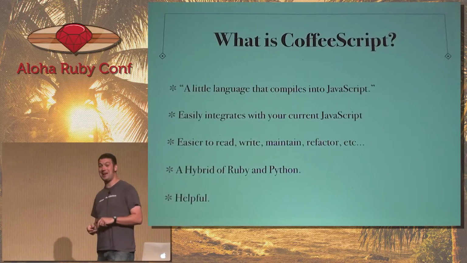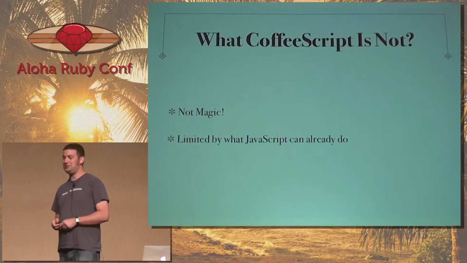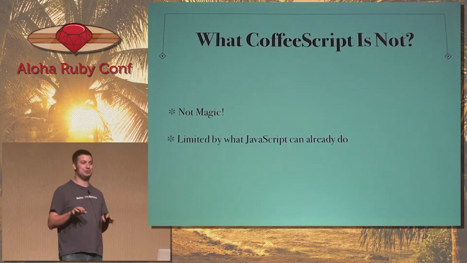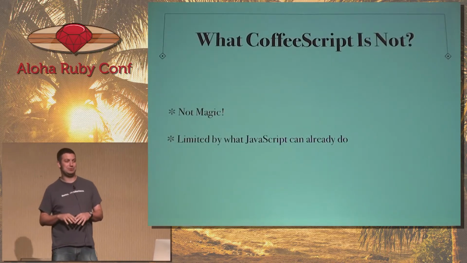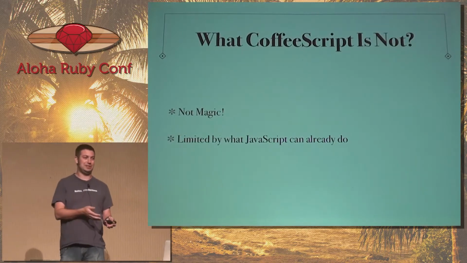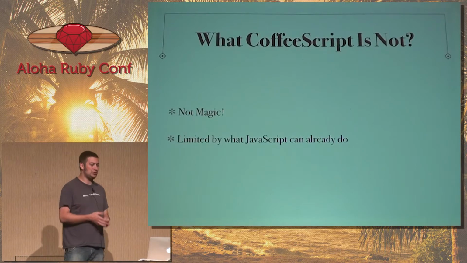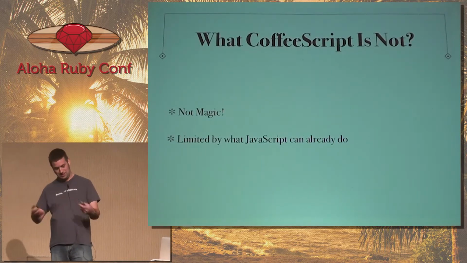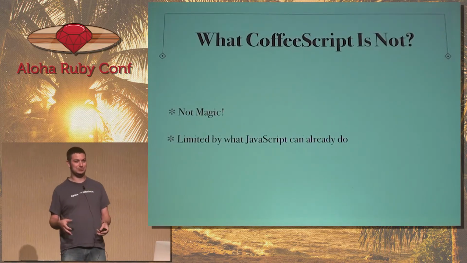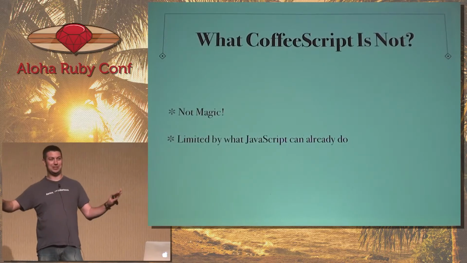So CoffeeScript is also very helpful, and we will talk about its helpfulness. CoffeeScript is not, however, magic. And it is limited by what JavaScript can do today. One of those examples I like to give, especially to a Ruby crowd, is method missing. You can't do method missing in JavaScript. God knows I've tried. You can't do it. So you can't do that in CoffeeScript. It's just impossible, right? So CoffeeScript is limited by JavaScript's limitations, but it does try to help make those limitations kind of ease off to the sides a little bit.